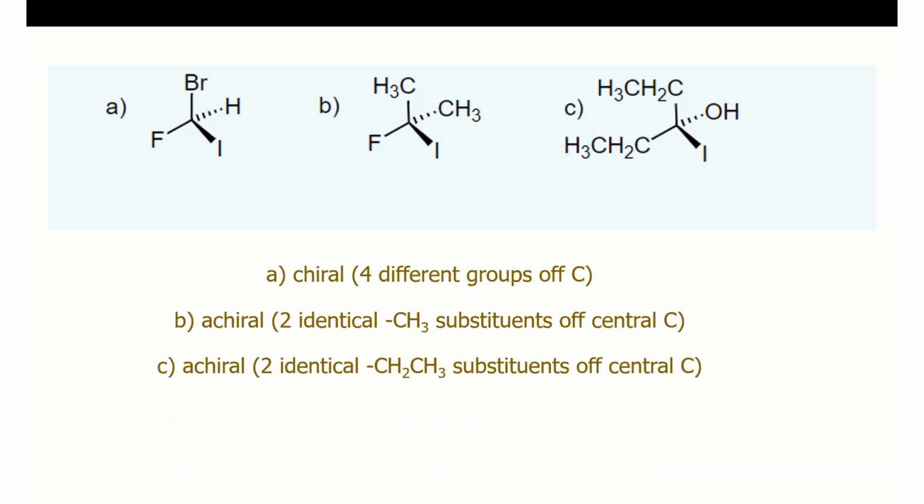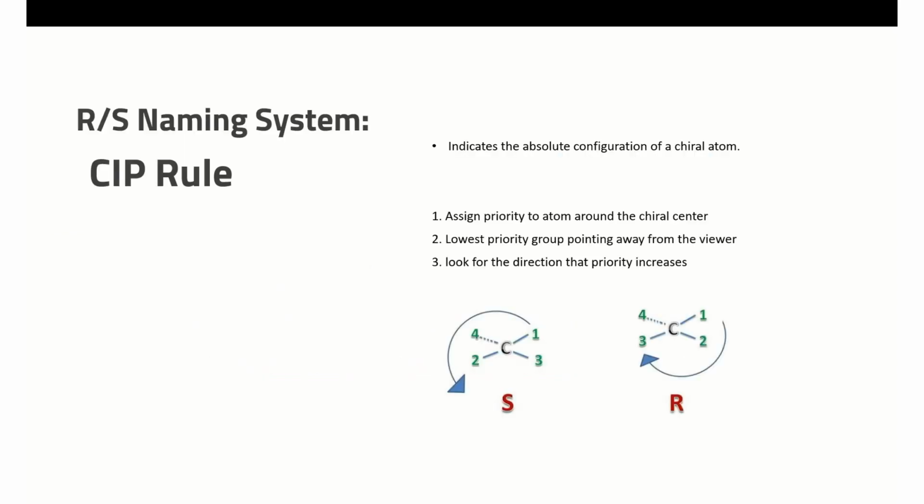So these are the answers for all of them. The first one is chiral, the second one is achiral, and the third one is achiral as well, because the carbon is attached to 2 identical atoms.